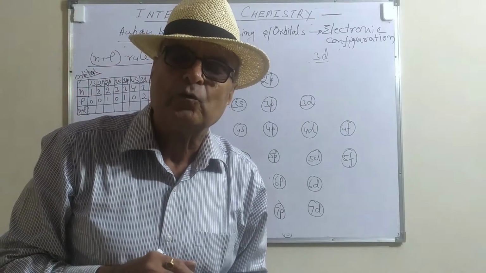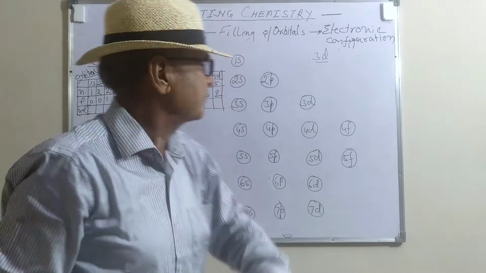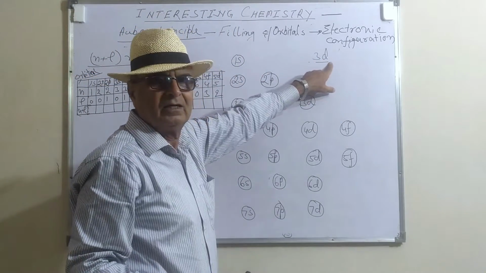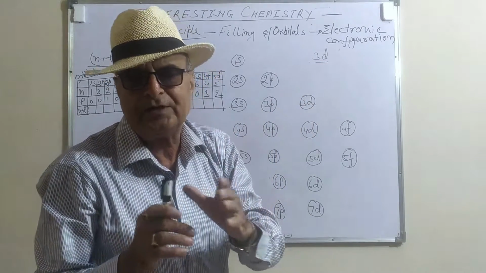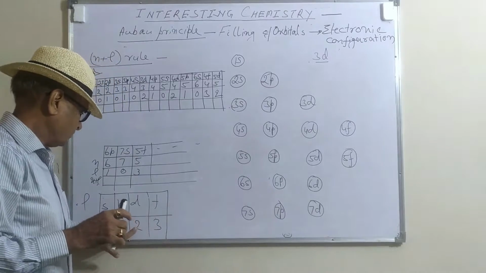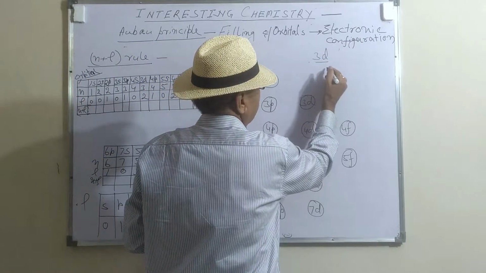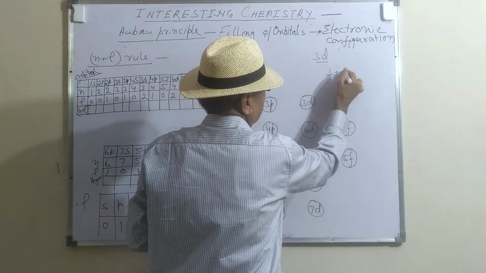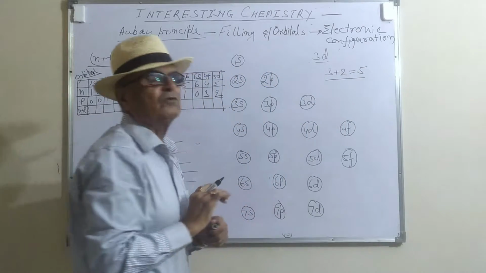These are the values of L of different subcells. D is a subcell, so the value of L for the D subcell is equal to 2. So you write here 3, since N is equal to 3 and L is equal to 2, so the value will be 5. You can calculate.